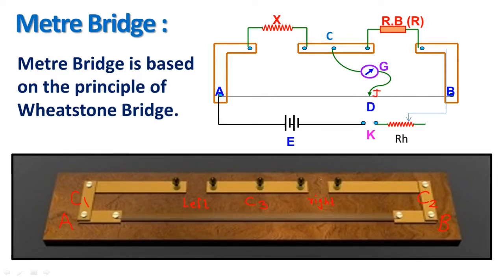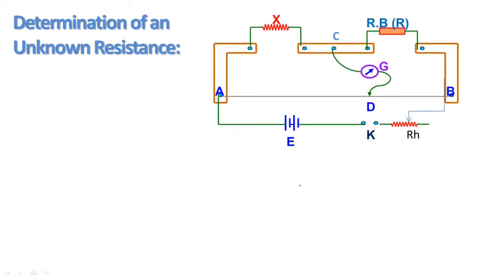Now let us see the working of the meter bridge and how to determine an unknown resistance using the meter bridge. A suitable resistance R is selected from the resistance box. The jockey is brought in contact at various points on the wire AB and the balance point is obtained. It is based on null deflection.